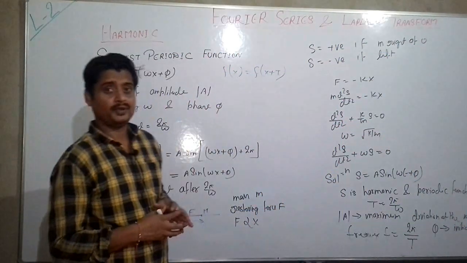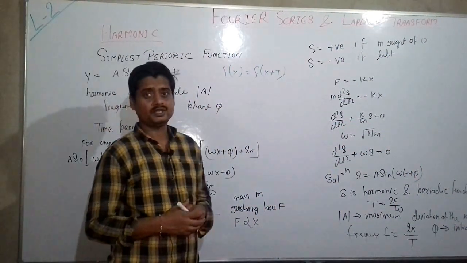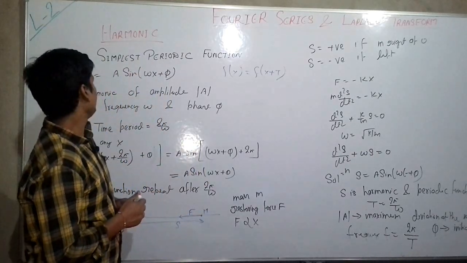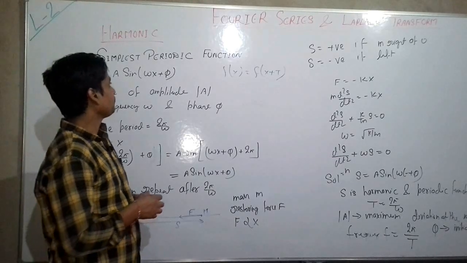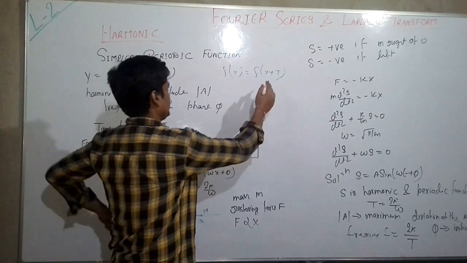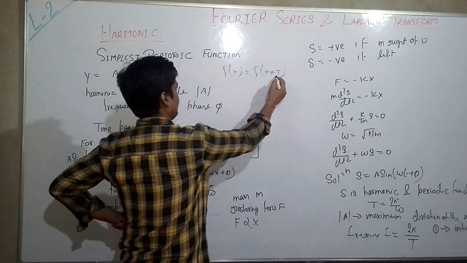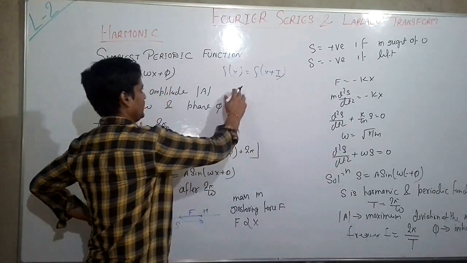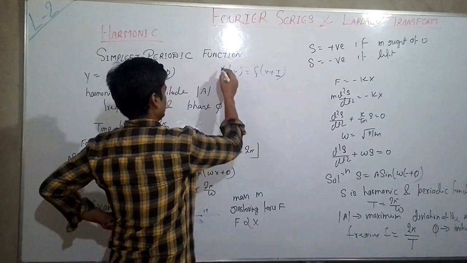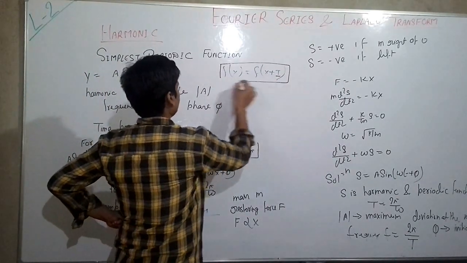This is the second video in this lecture series on the Fourier transform. In this video I am going to talk about harmonic functions. What is a harmonic function? Any function which repeats after a certain time T is a harmonic function. It means f(x) is equal to f(x plus T). This is the definition of a harmonic function.